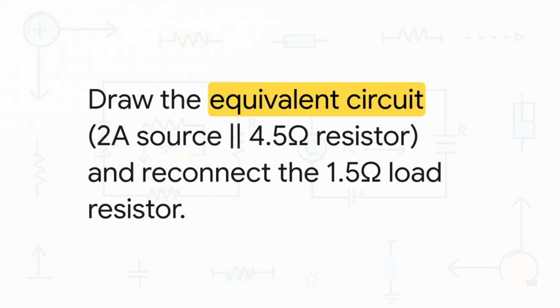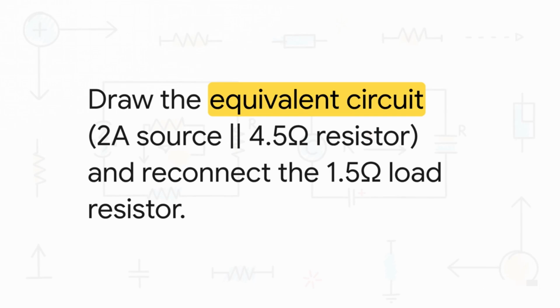And now for the best part. Step 4 is where the magic happens. We draw our brand new super simple Norton equivalent circuit. It's just our 2 amp current source in parallel with our 4.5 ohm resistor. This little two-component circuit behaves exactly like that bigger one we started with.